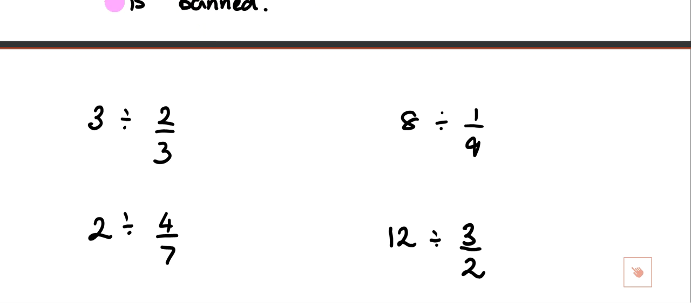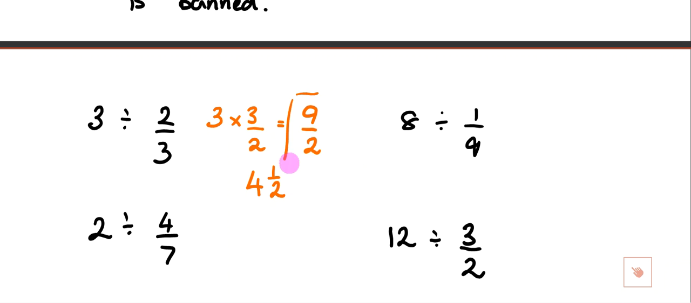Still with a little bit of care. So what we do is we say, instead of doing 3 divided by 2/3, we're going to do 3 times 3/5, which is 9 divided by 2, which cannot be simplified, right? We could write it as a mixed number, which would be 4 and 1/2. But at this stage, I am happy with that as the answer.